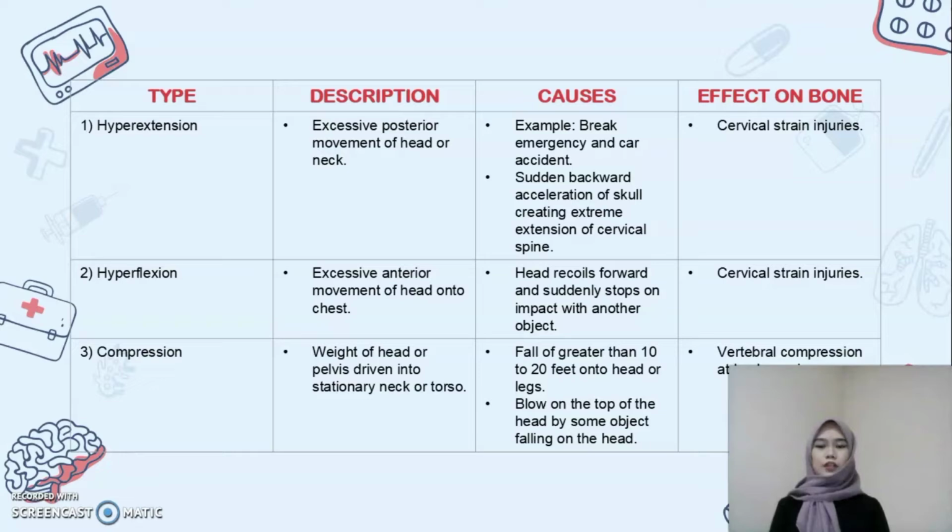Next is compression. Compression is the weight of the head or pelvis driven into a stationary neck or torso. The causes of compression are a fall of greater than 10 to 20 feet onto the head or legs, or a blow on the top of the head by some object falling onto the head. The effect on the bone is vertebral compression at the lumbar spine.